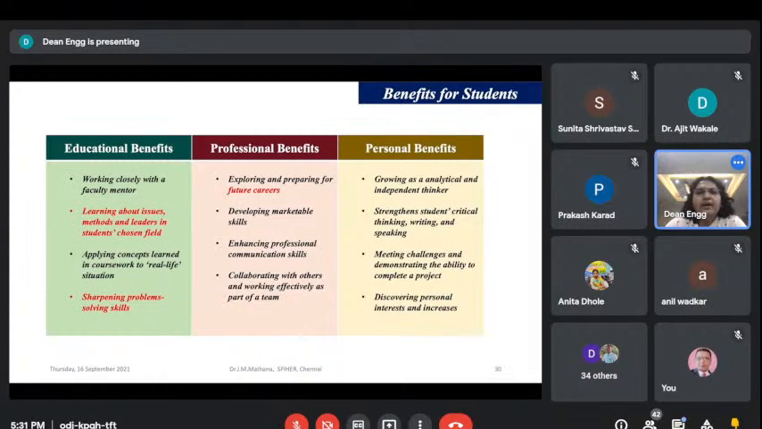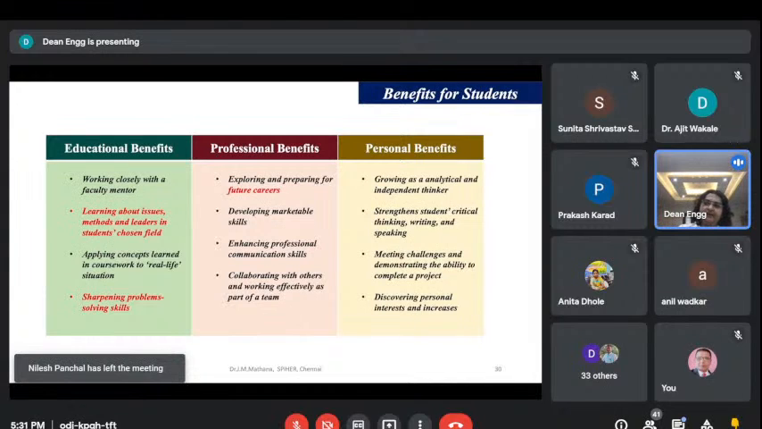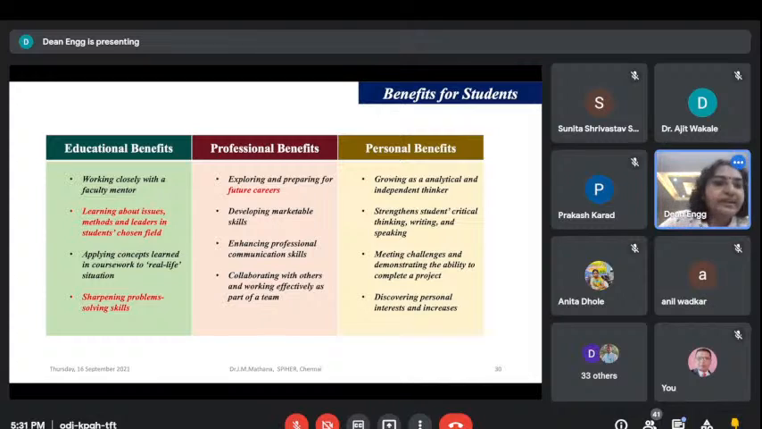Now, how are the students benefited by research-based learning? What are its educational benefits, professional benefits, and personal benefits? Educational benefits: in all the subjects, research is involved, so they work closely with the faculty member, learning about the issues and methods that leaders in the students' chosen field deal with. It also sharpens the problem-solving skill of the students. So this is about the educational benefits.